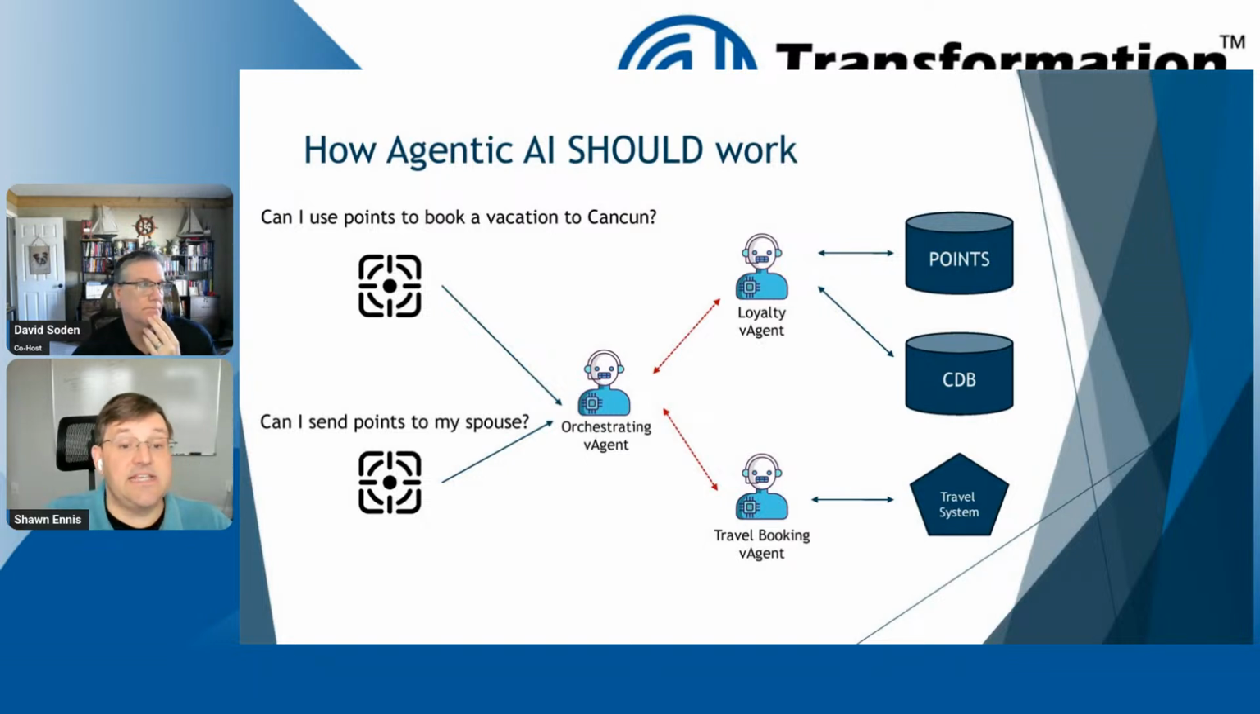And hey, can I send points to my spouse, right? You can just talk to the loyalty agent, right? So you can have multiple orchestration agents. You can have multiple different functional agents, and they work together to get the experience working.